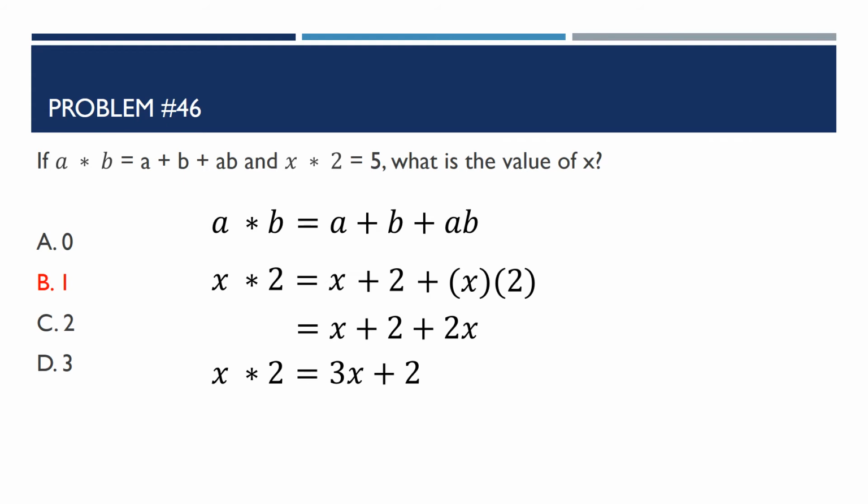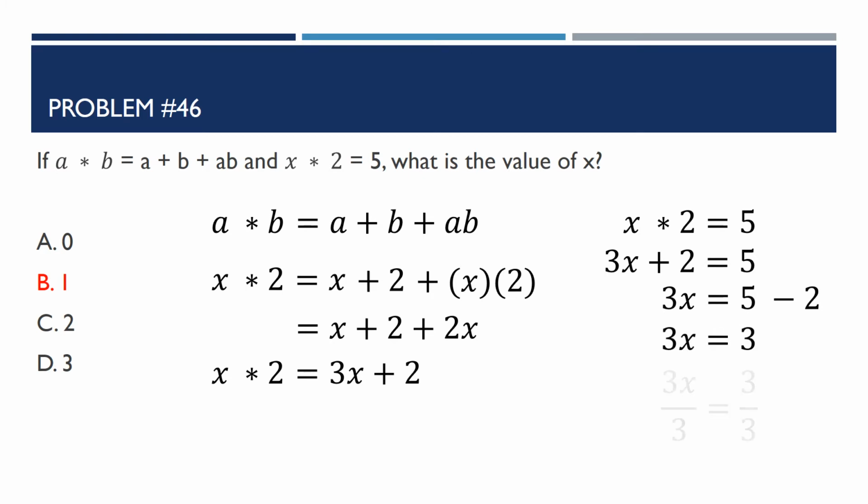But it is given that X star 2 is equal to 5. So we're going to substitute the X star 2. So it will be 3X plus 2 equals 5. Then let's solve now for X. So let's transpose the 2 to the other side and it will change sign to negative. Then 5 minus 2 is 3. And then we divide both sides by 3 so that the X will be isolated. And then X is equal to, when we cancel 3 and 3, it doesn't mean it's 0, but it's 1 because any number divided by itself is 1.